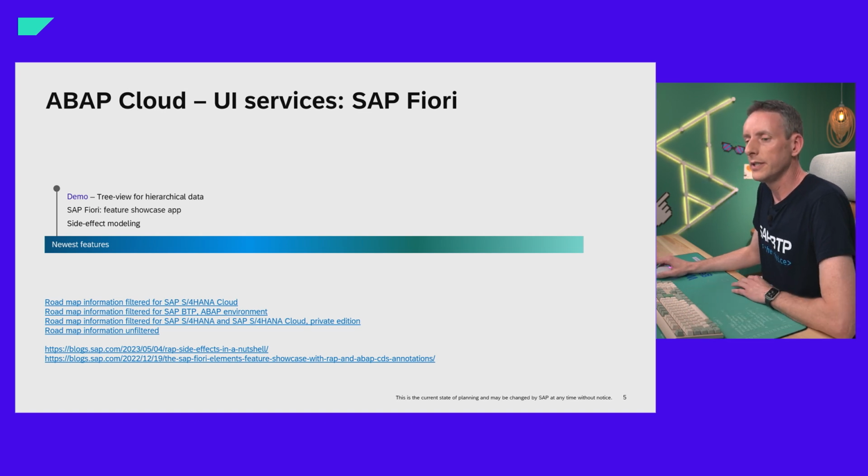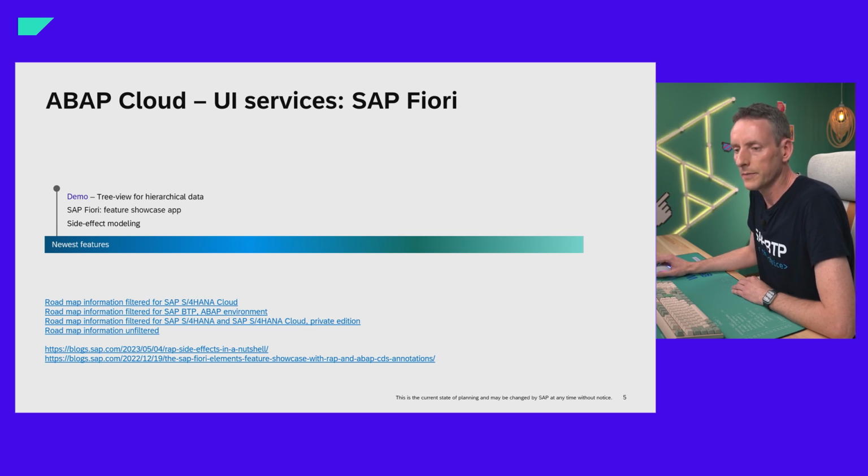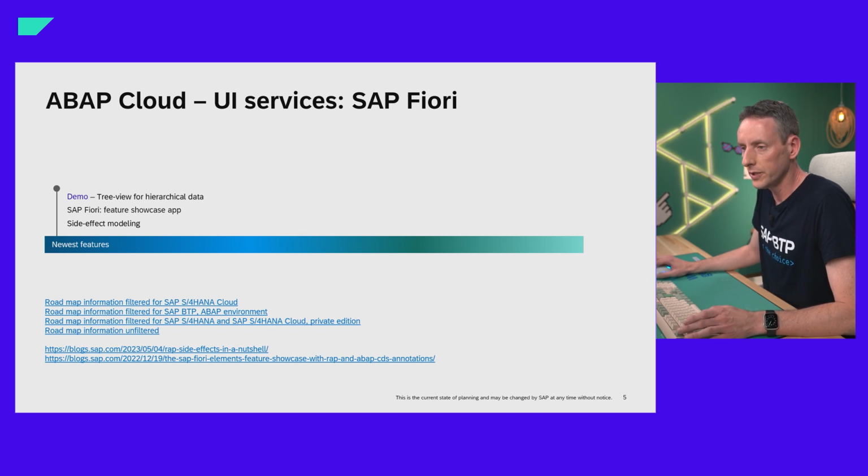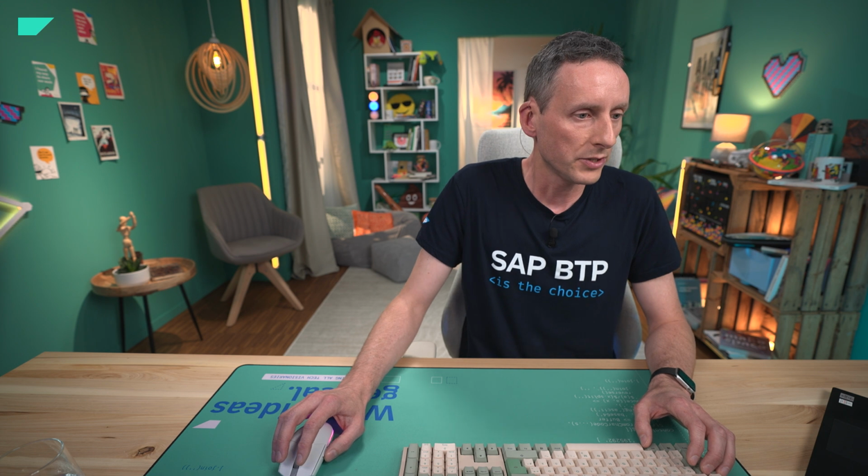At the bottom, what you also see here are links to the roadmap information filtered on the respective product. That allows you to check the features and capabilities that we have already shipped and, more importantly, those that are planned to be shipped soon, so that you can get information about what will come soon. So we start with the first demo, which is the tree view. It's a read-only scenario, so let me quickly change my screen.